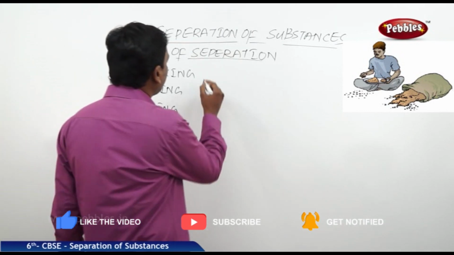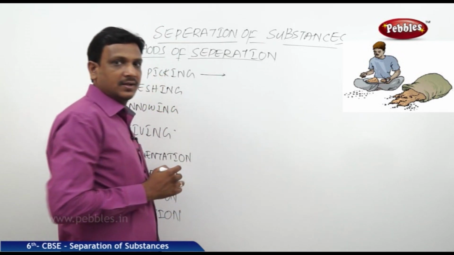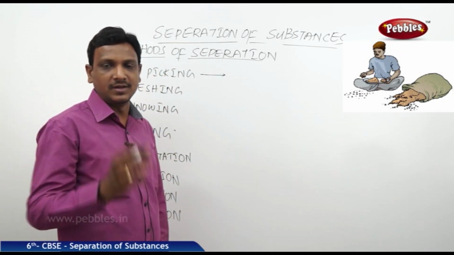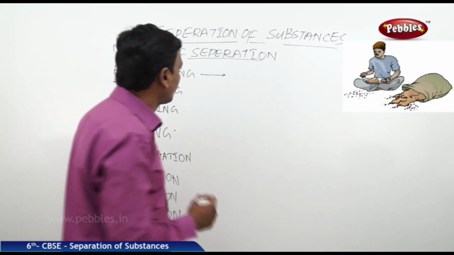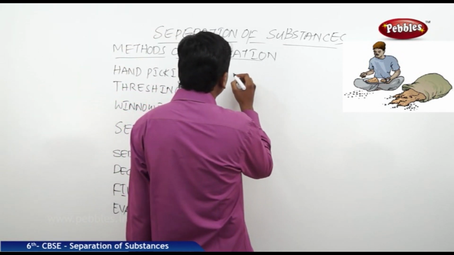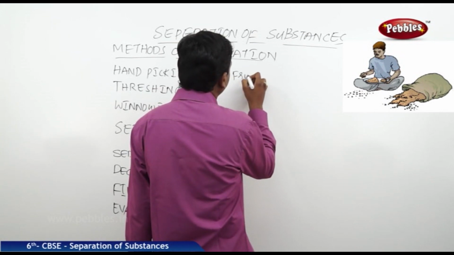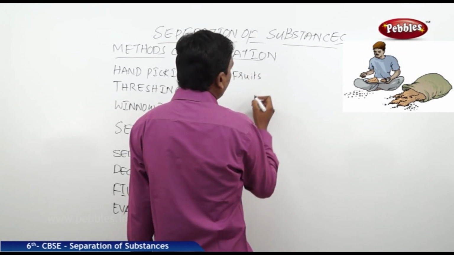The first one is hand picking. This is just like sorting out. How is it useful? It is useful in separation of fruits and vegetables.